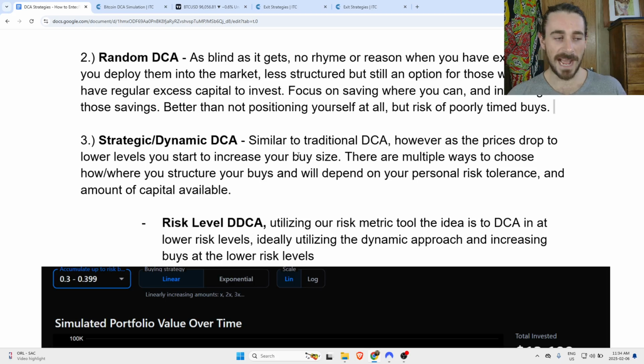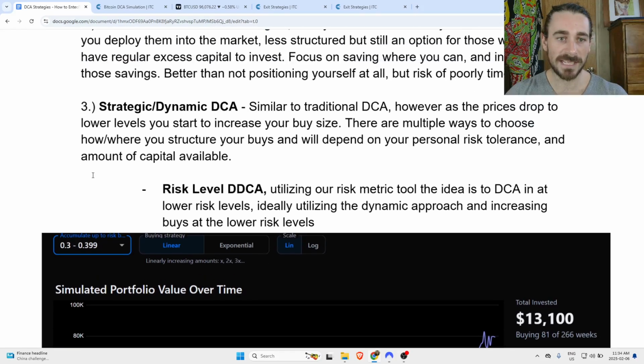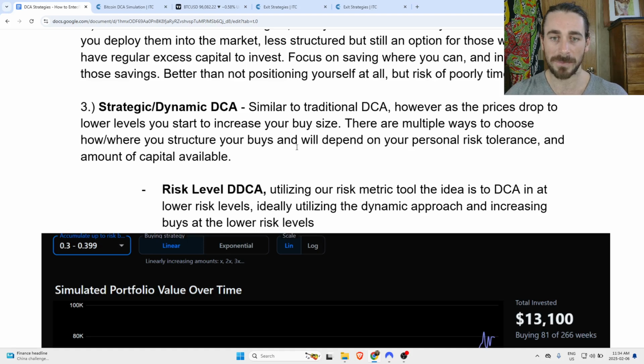So you can see as the price drops, you're increasing the buy size, and therefore you're actually lowering your cost basis more towards the current level than what your initial buys were. So you'll see here, there's multiple ways to choose how and where you'll structure your buys, and it's going to depend on your own personal risk tolerance, amount of capital available, as well as the tools you have available.